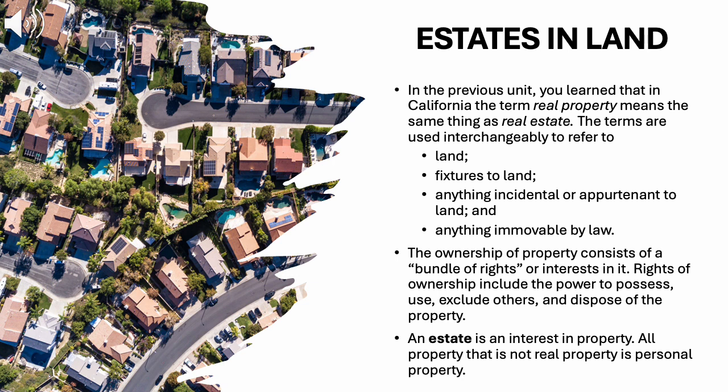Estates in land. In the previous unit, you learned that in California the term real property means the same thing as real estate. The terms are used interchangeably to refer to land, fixtures to land, anything incidental or appurtenant to land, and anything immovable by law. The ownership of property consists of a bundle of rights or interests in it. Rights of ownership include the power to possess, use, exclude others, and dispose of the property. An estate is an interest in property. All property that is not real property is personal property.